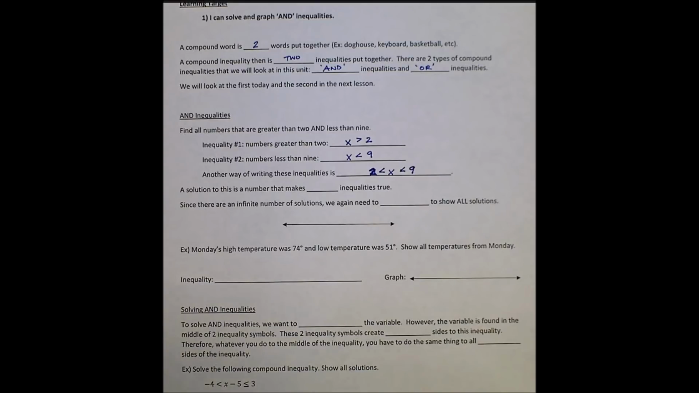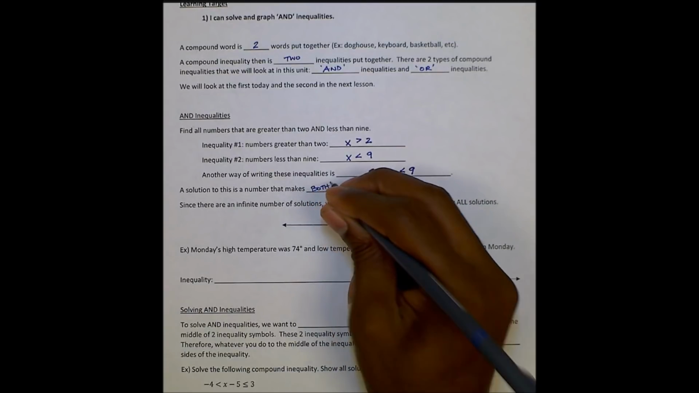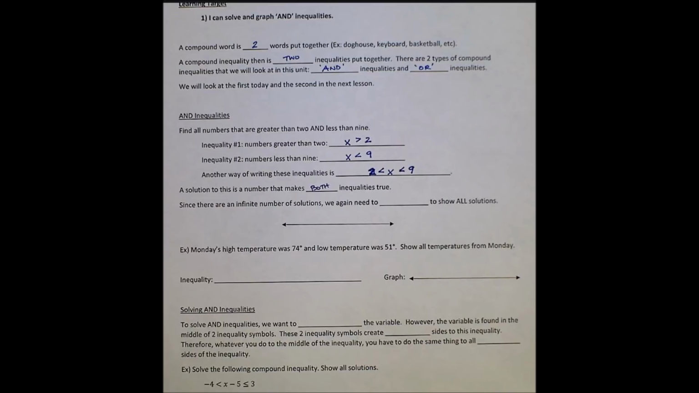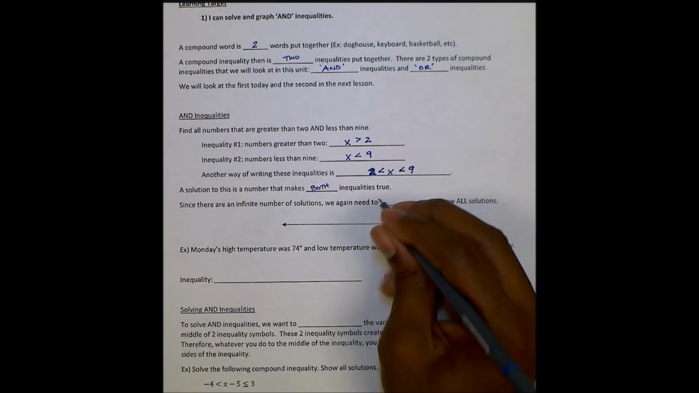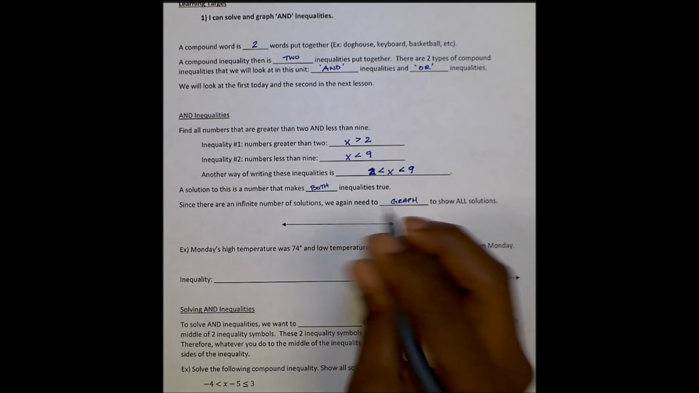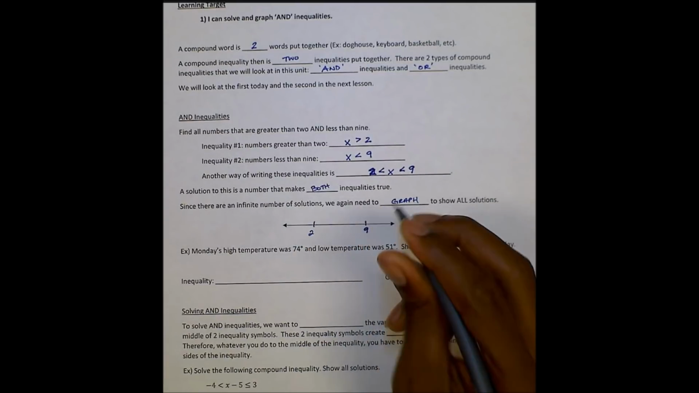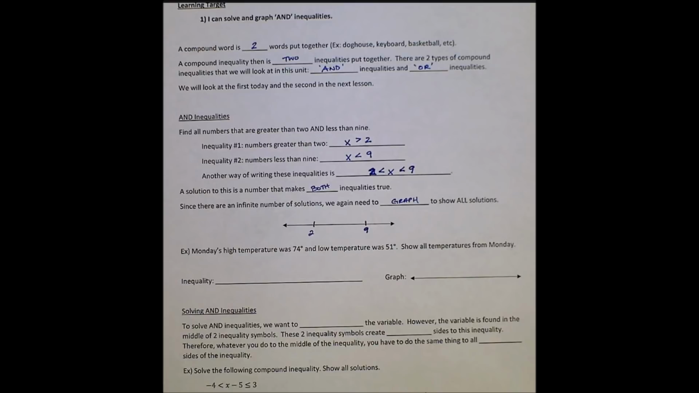A solution to this is a number that makes both inequalities true. Since there are an infinite number of solutions, we again need to graph to show all of the solutions. Remember that even though we're going to be between 2 and 9, there are an infinite amount of numbers. It's not just 3, 4, 5, 6, it's 3.1, 3.11, 3.1111. All those numbers work. So there's still an infinite amount of solutions.